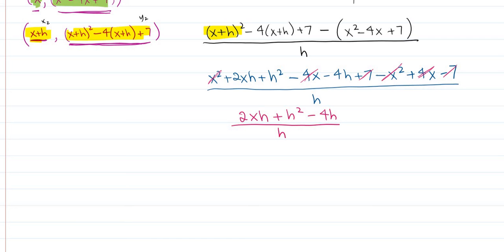We can simplify by factoring an h out of the top. So we have h times (2x plus h minus 4) all divided by h. What happens to those h's? Bye. So our result ends up being 2x plus h minus 4. So that is the difference quotient for this particular function.